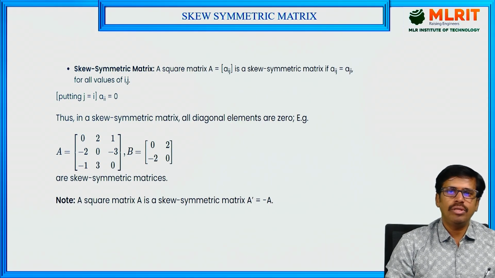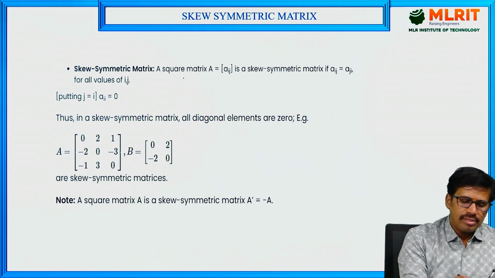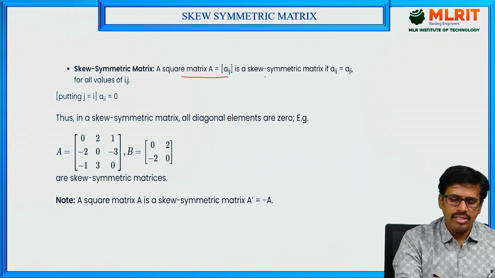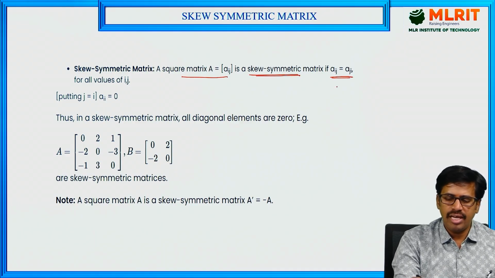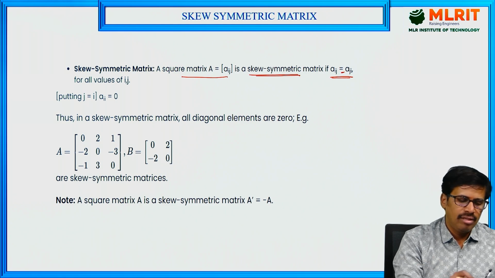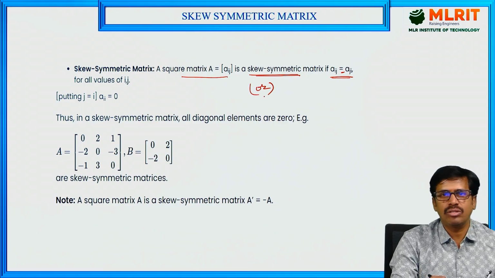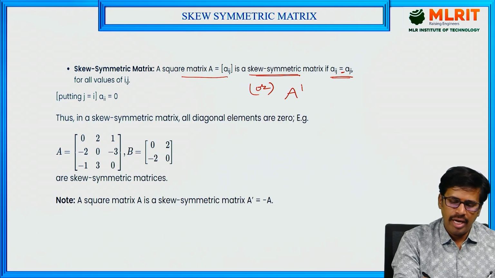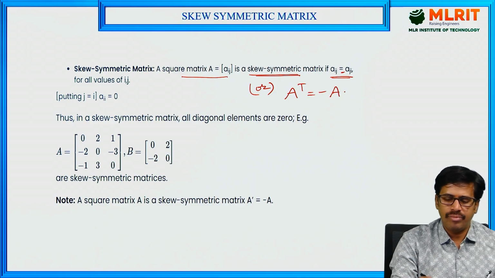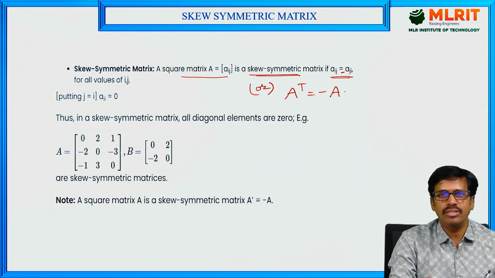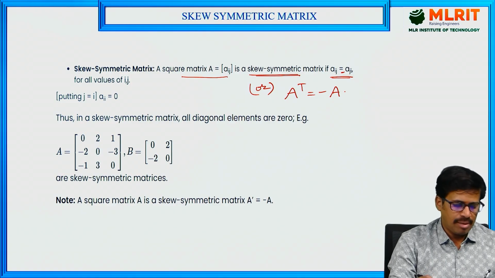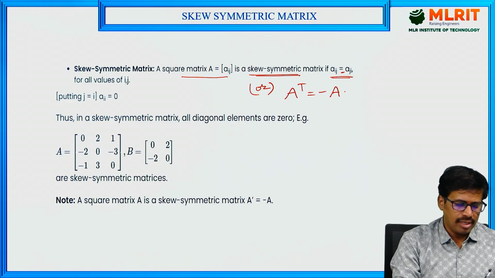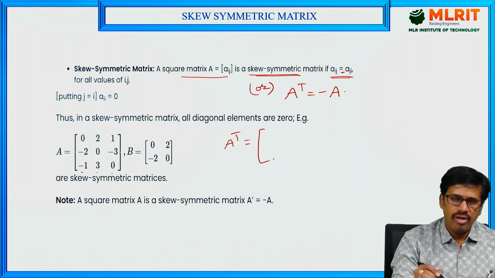Next, coming to skew symmetric matrix. A square matrix capital A equal to aij is called skew symmetric if aij equal to minus aji for all values of i, j. Or we can also represent a skew symmetric matrix as A transpose is equal to minus A. Then we say that the given matrix A is called a skew symmetric matrix. Let us see one example. Consider the matrix A: 0, 2, 1, minus 2, 0, 3, minus 1, 3, 0. So, what is A transpose? Let us interchange rows and columns.